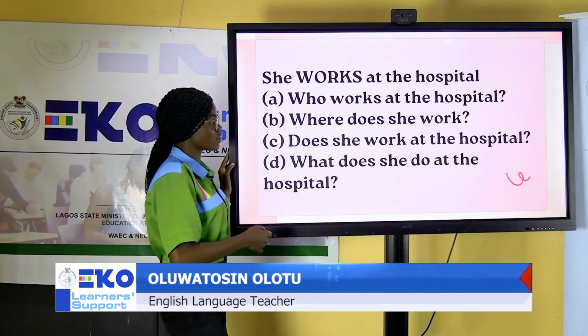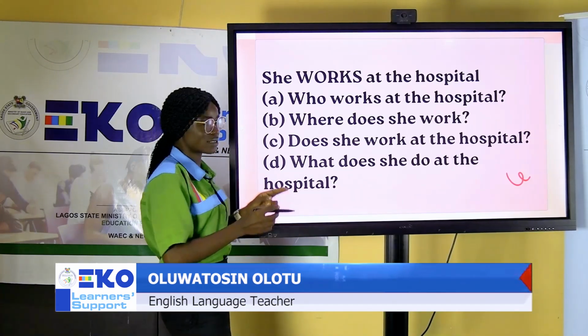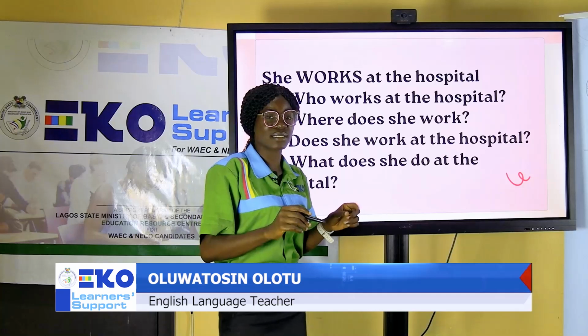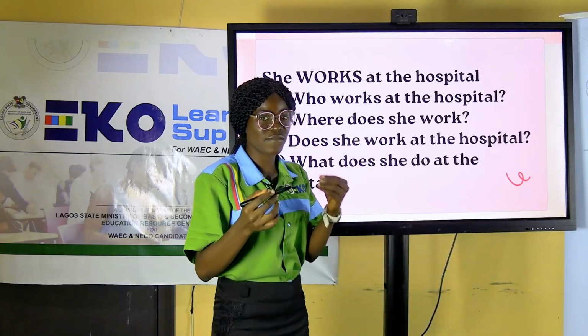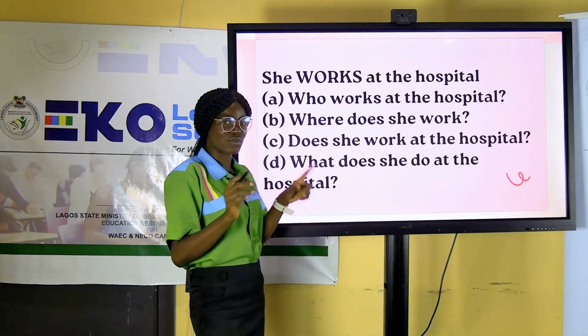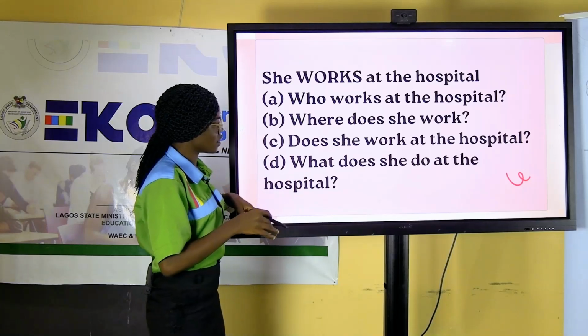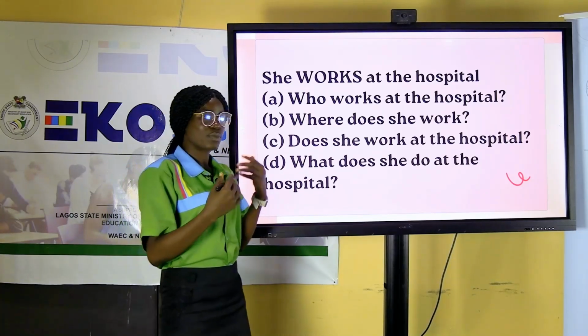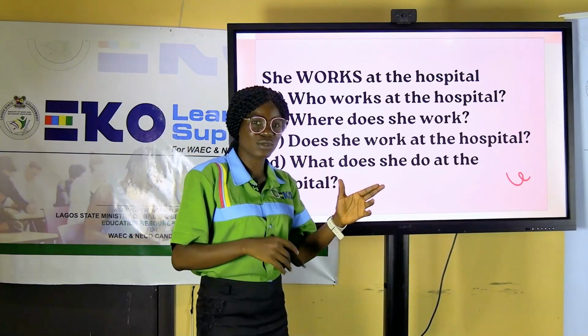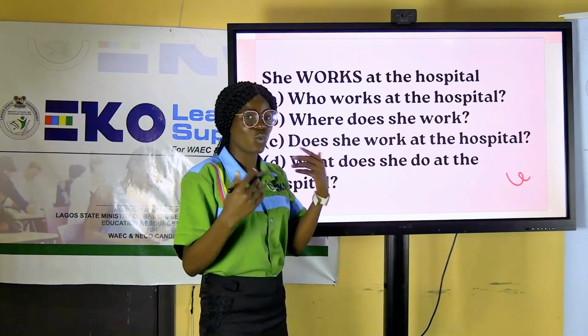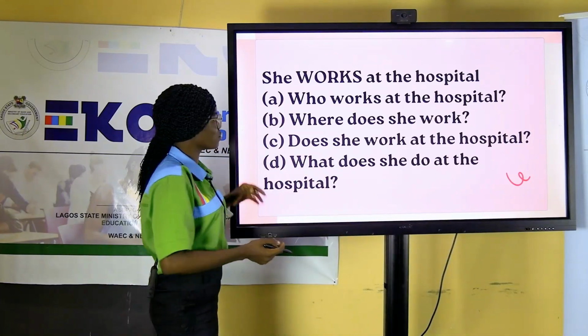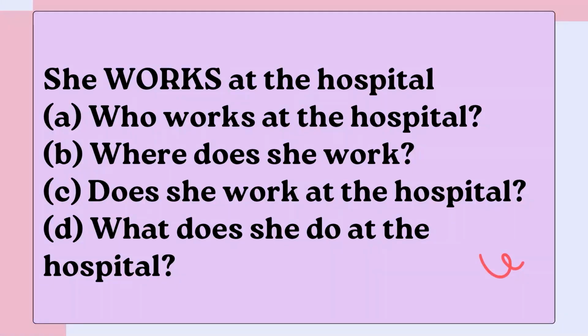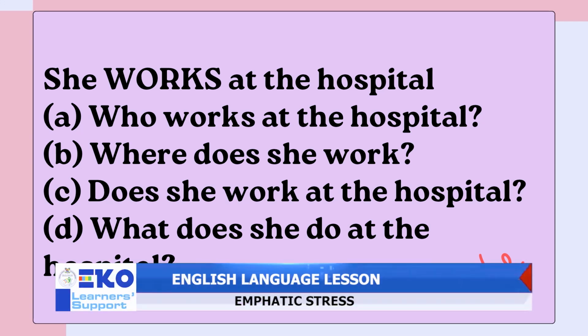Now look at the options. Don't forget I told you that any option that contradicts the emphatic stress is where you have your answer. She works there, not play there, not jump there, not cook there, not fight there. She works. All right, let's look at our options. Who works at the hospital? Where does she work? Does she work at the hospital? What does she do at the hospital?